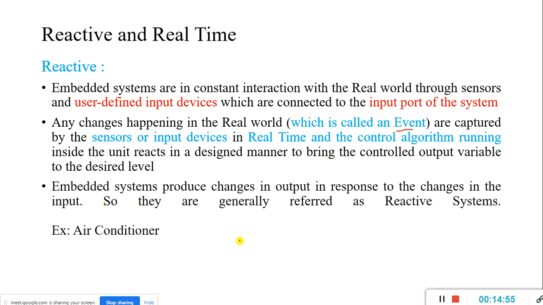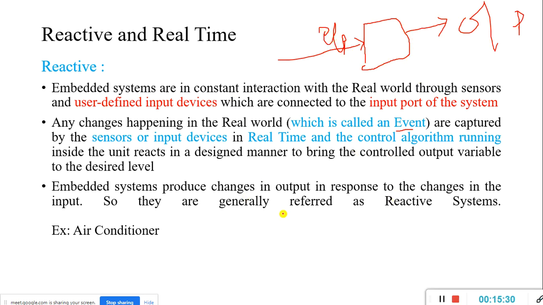Now, one more important point about the reactive system: an embedded system produces a change in the output in response to the changes in the input. So they are generally referred to as reactive systems. What do you mean by this? Output changes in response to the change in the input. In one line, the output of a system changes in response to the change in input. In such cases we call it a reactive system. The air conditioner is the best example.